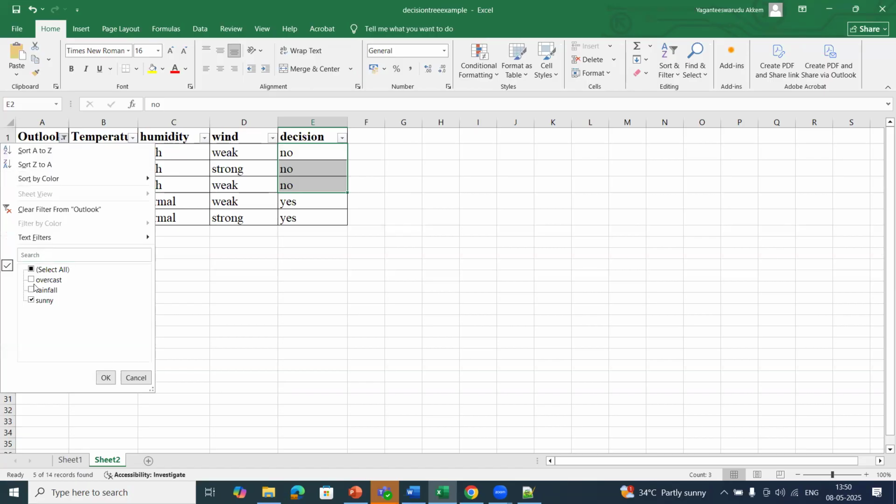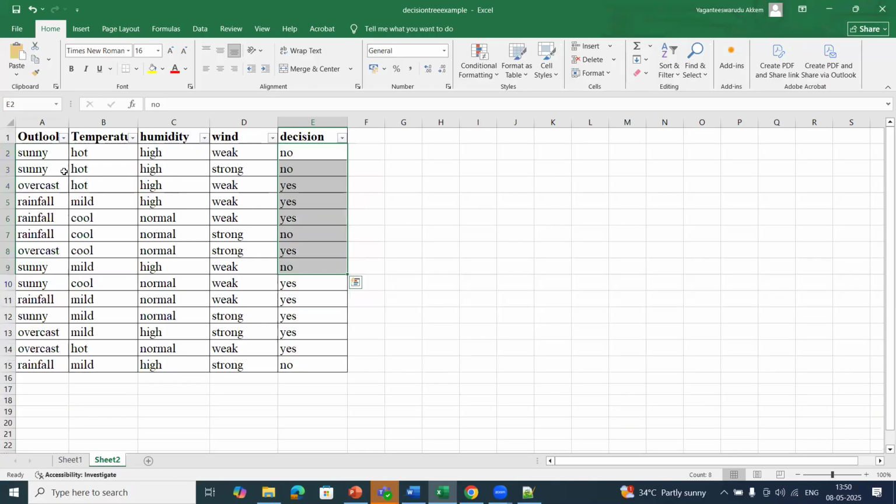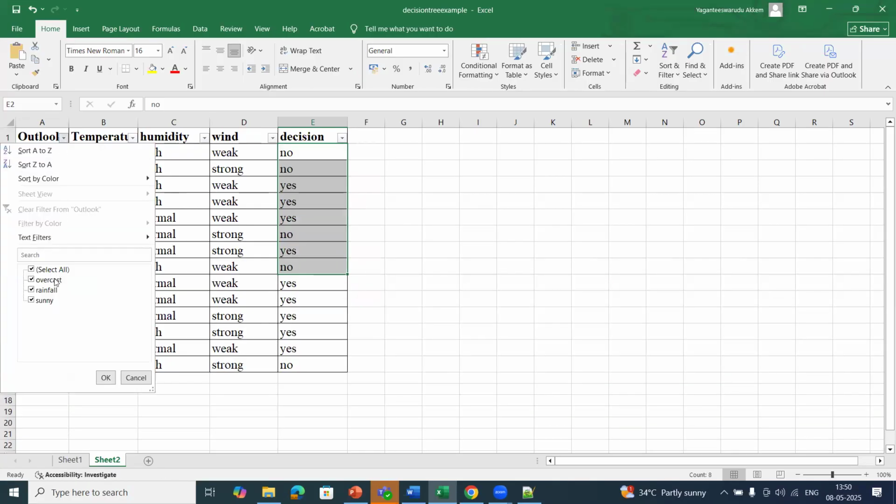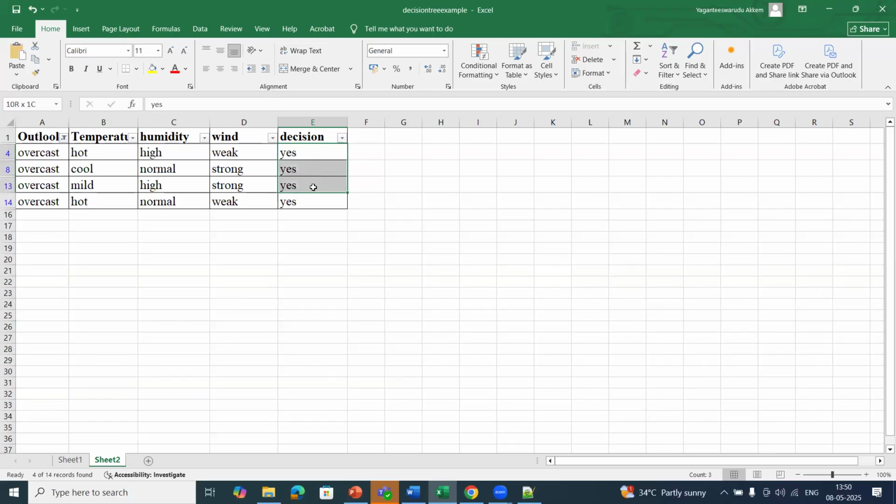So outlook equal to overcast. There is no "no", right? Means there is no no. So all are yes. If outlook is overcast, there is no need to consider temperature or humidity or wind. Irrespective of these features, the decision is yes, the play will happen.